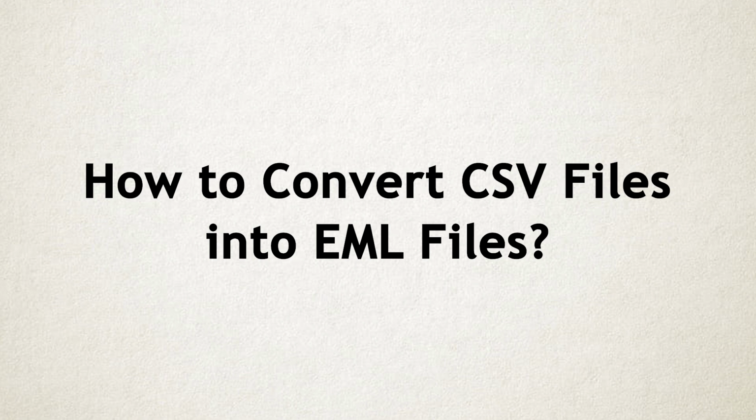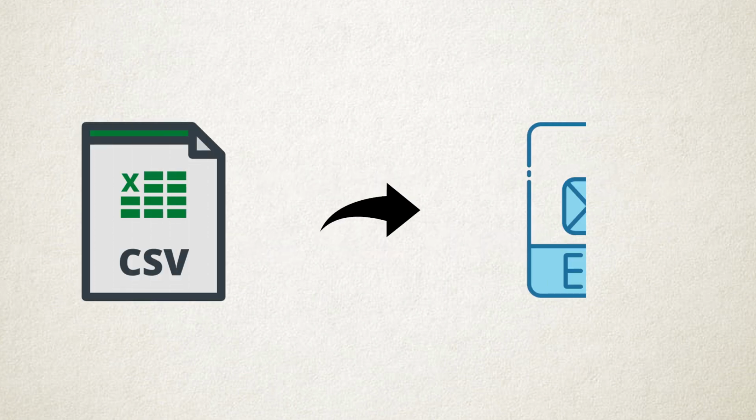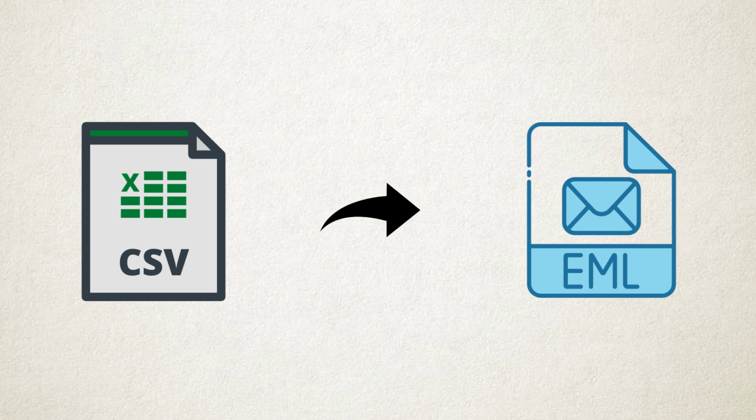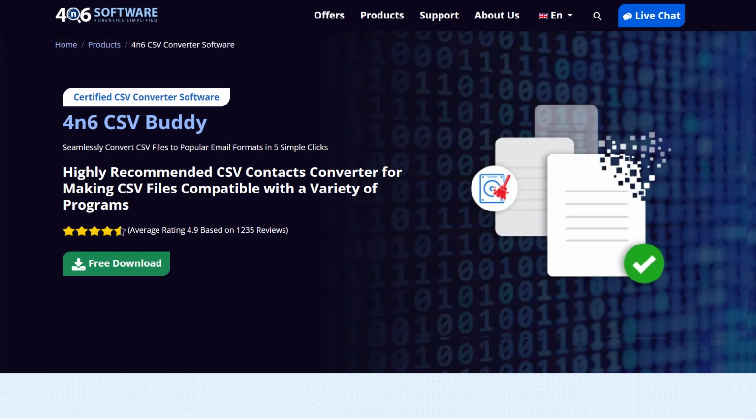How to convert CSV files into EML files. In this tutorial, we will show you the step-by-step process to convert CSV files into EML files using Forensic CSV Converter Software. To install the Forensic CSV Converter Software, download it from the link in the video description.